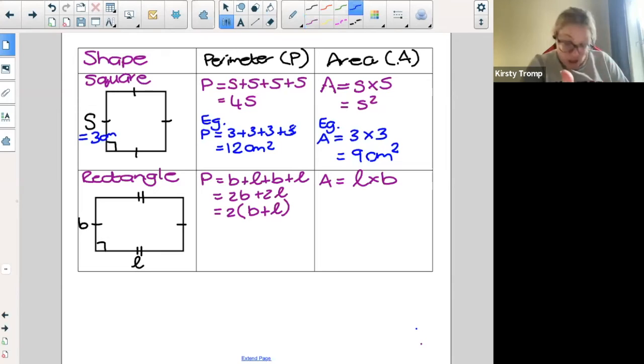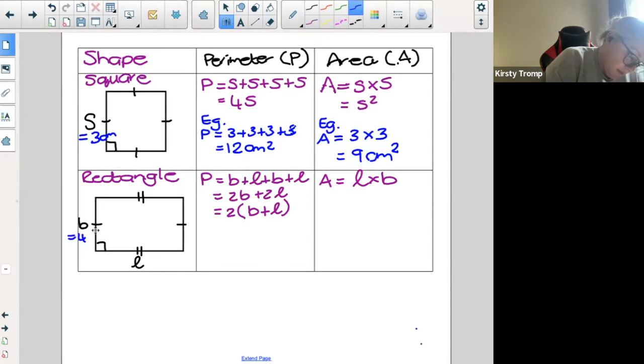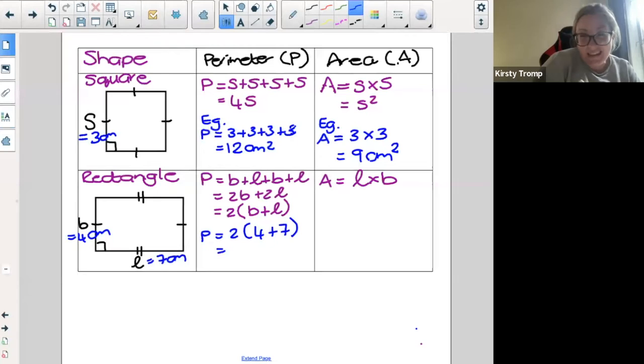So if we were looking at our example now, let's say our breadth was equal to 4 centimeters, and let's say our length was equal to 7 centimeters. So I've got perimeter equals 2 times by 4 plus 7. 4 plus 7 gives me 11, and 11 times by 2 gives me 22 centimeters. Could you also go and say 4 plus 7 plus 4 plus 7? Yes, it'll also give you 22.